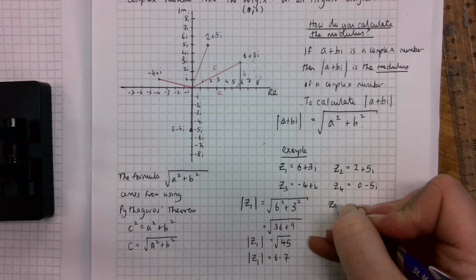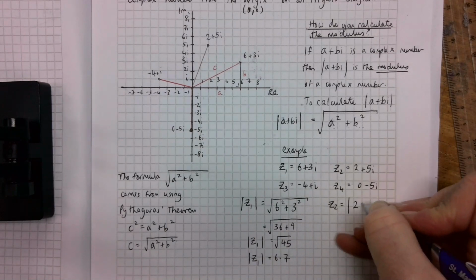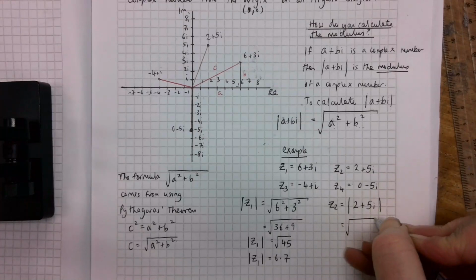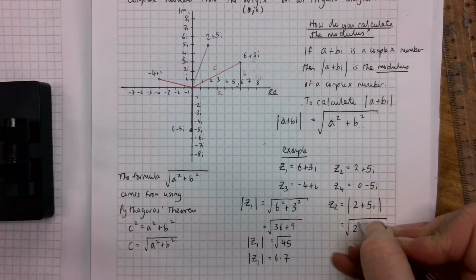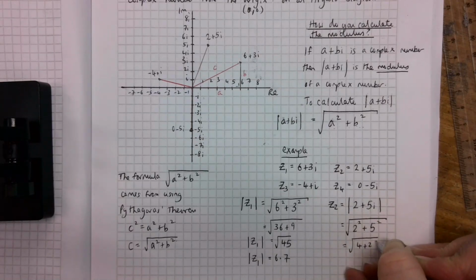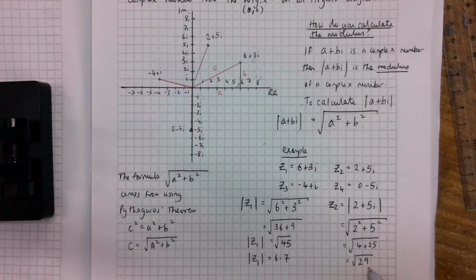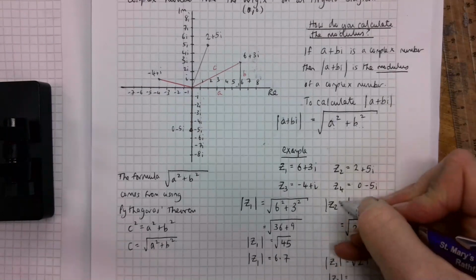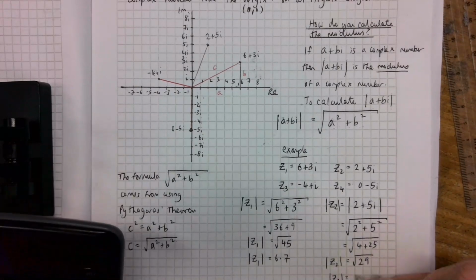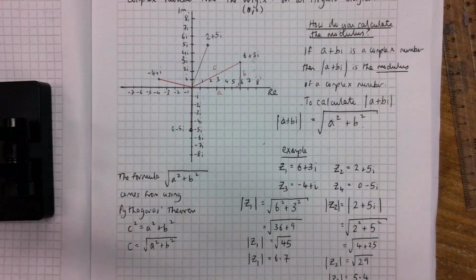The modulus of z2, see the way the two straight up lines are written, means the square root of 2 squared plus 5 squared. So the square root of 4 plus 25, so the square root of 29. I can see this is going to be closer, isn't it? Let's get it as a decimal anyway. Root 29 is 5.4. So that's the modulus of z2.